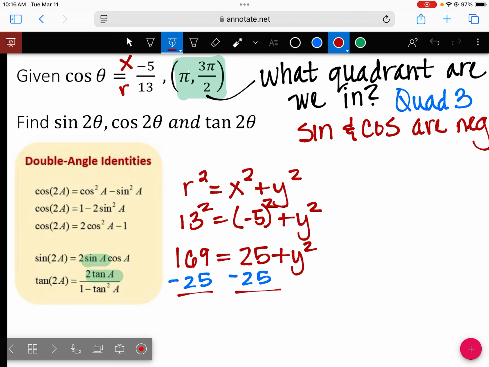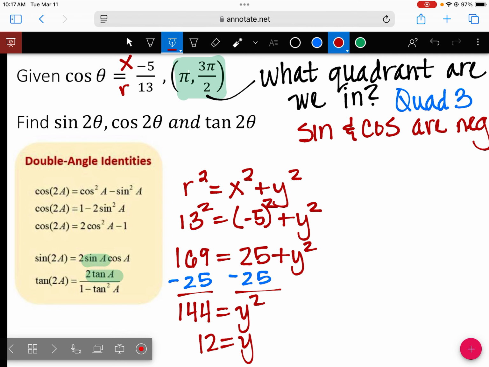So was anybody able to figure out what y would equal? Anybody want to volunteer what they got? 12. 12, yeah. So we know that this is going to be 144. And when we take the square root, that y is 12.